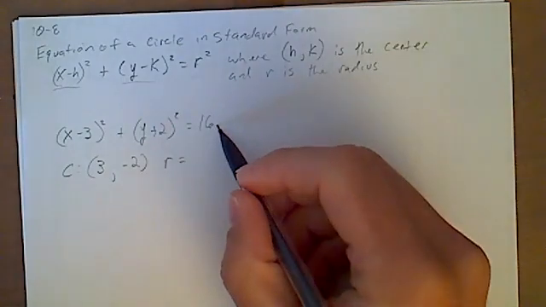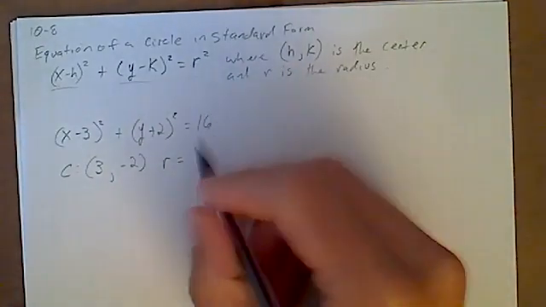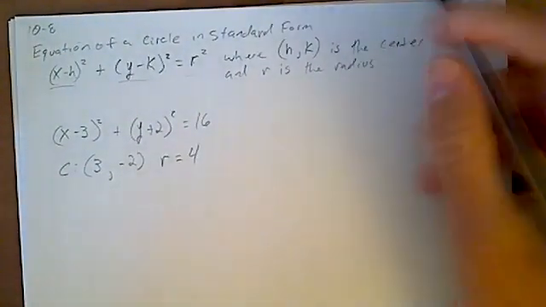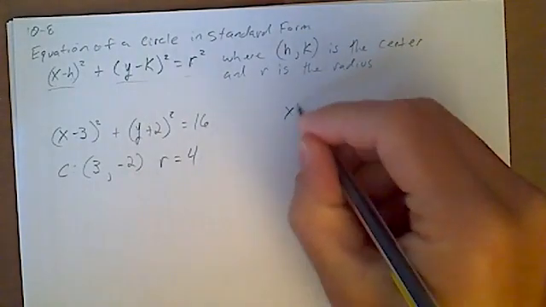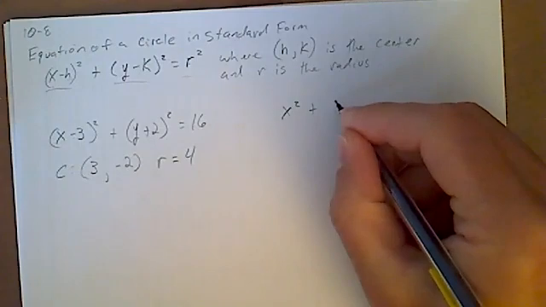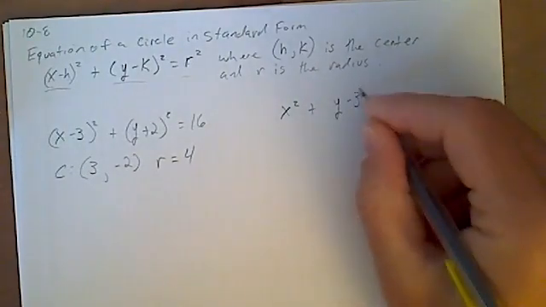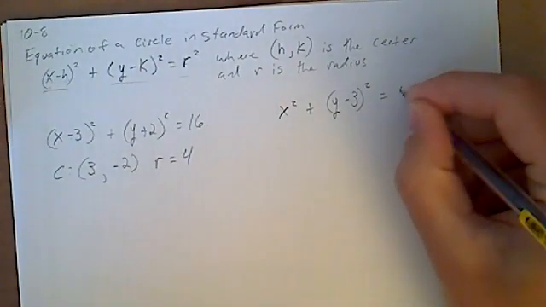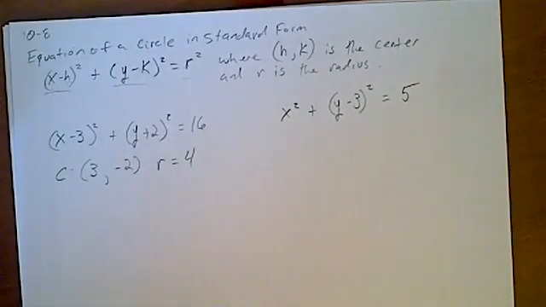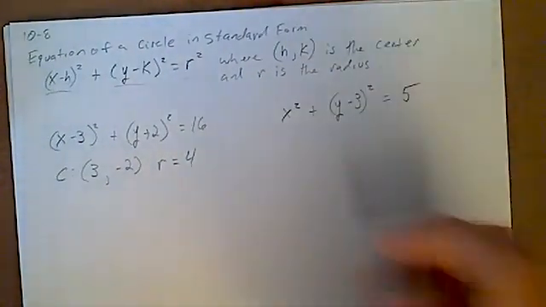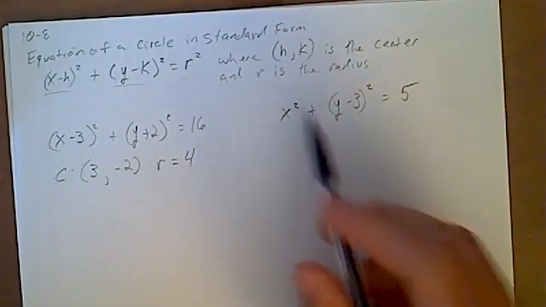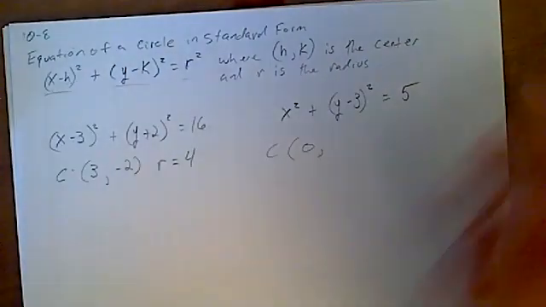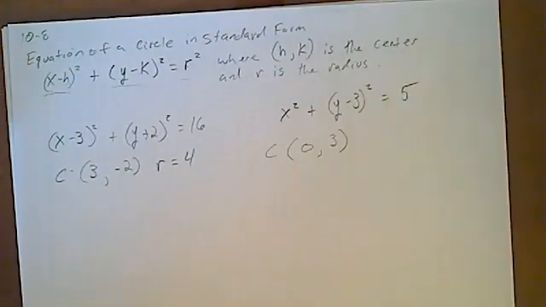And the radius is the square root of this r squared, so we get 4. What if we had something like x squared plus (y minus 3) squared equal to, let's make this one interesting, 5? What is the x value at the center? This is x minus 0, so the x value at the center is 0. The y value at the center is 3.